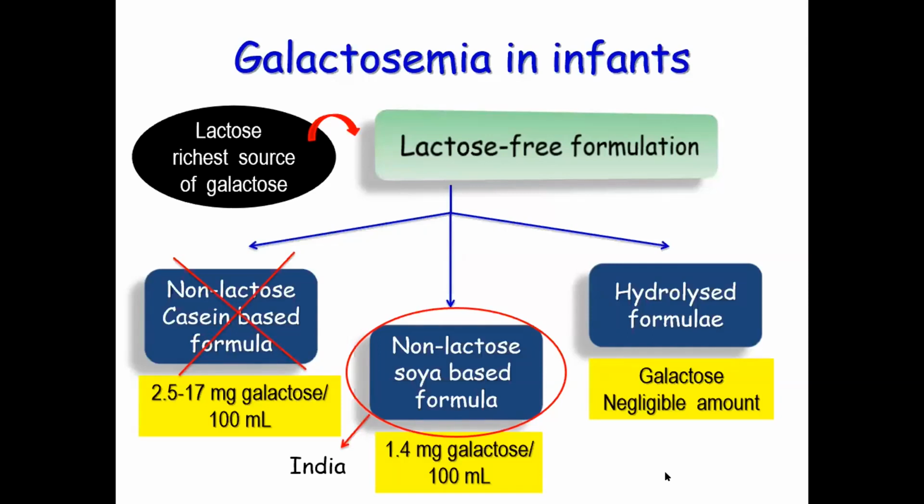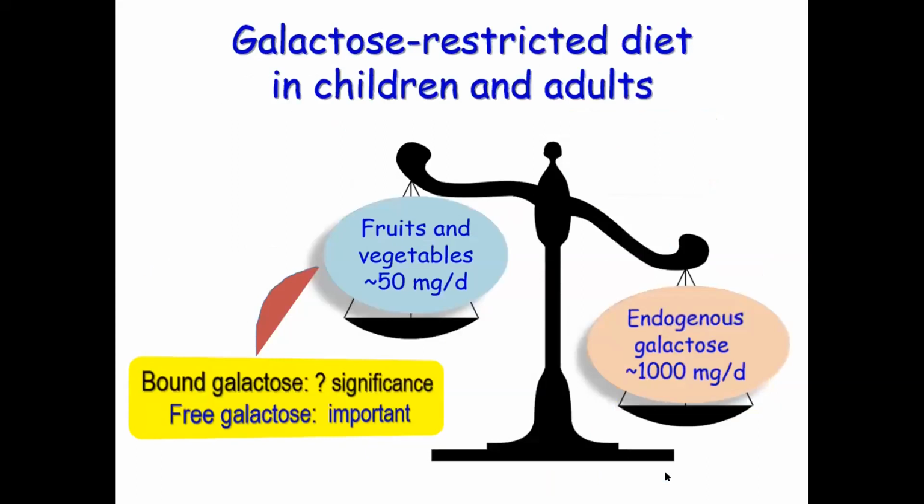So what are we left with? We're left with a hydrolyzed formula. Now, hydrolyzed formula in India is very expensive, and the galactose contained there is negligible amount. So ideally speaking, hydrolyzed formula, but since we deal with a poor setup, then we may give a soy-based formula. Now, a lot of people ask me that should I restrict galactose in these children and adults, because these are the children who will grow into adults with an almost normal outcome.